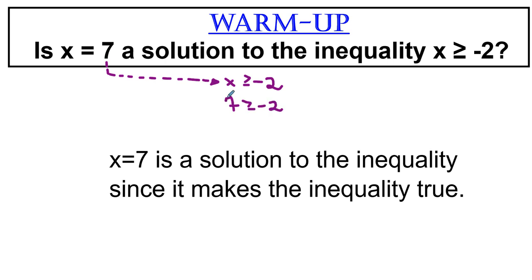So what I typed out as my answer says x equals 7 is a solution to the inequality since it makes the inequality true. And that's true because 7 is greater than any negative number.